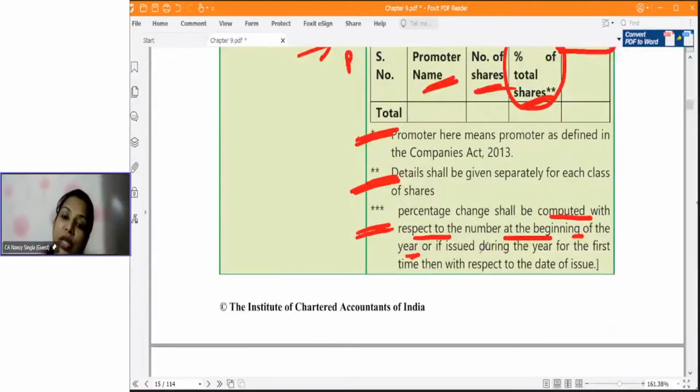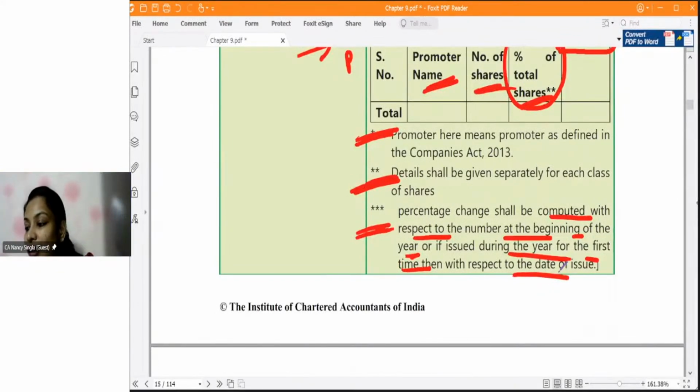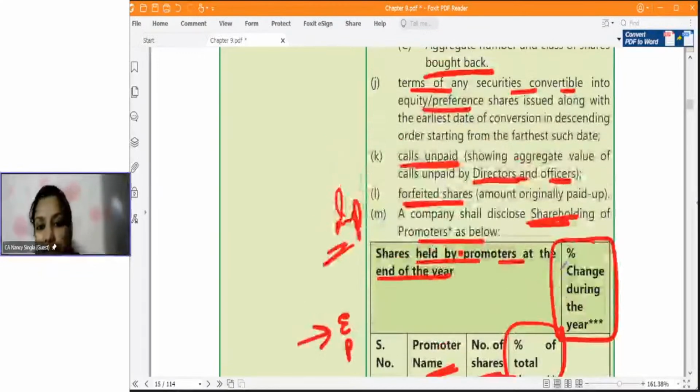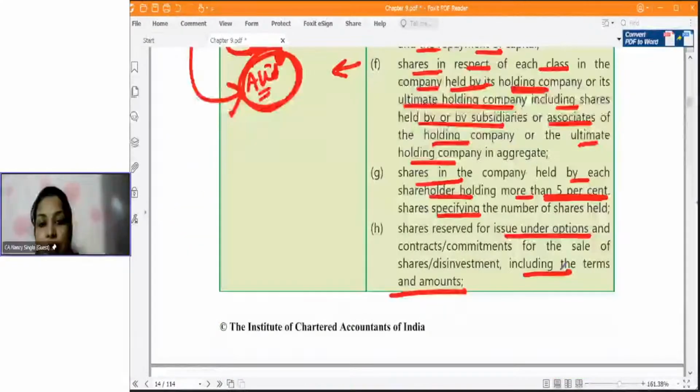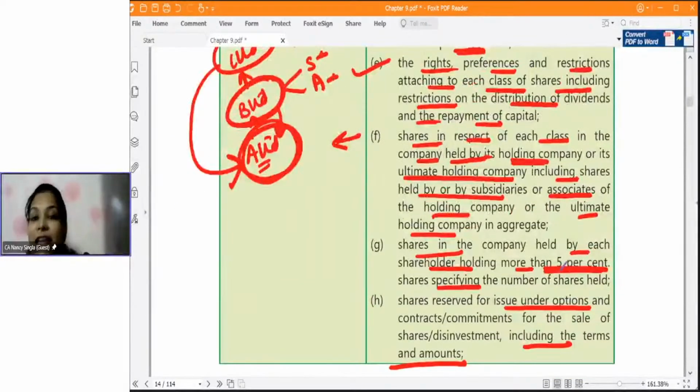And if shares are issued for the first time during the year, then it is computed with respect to the date of such issue. If shares were issued during the year, your opening was 0. From the date of issue till the end of the year, what is the percentage change of the shares? Is it clear? If any shares have been reserved, that these many shares will be issued, let's say under ESOP, then that needs to be separately mentioned in notes to accounts.